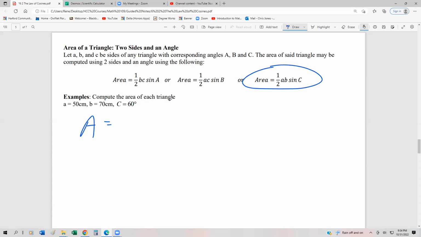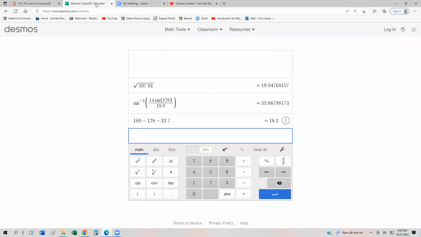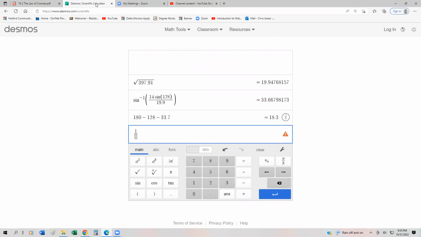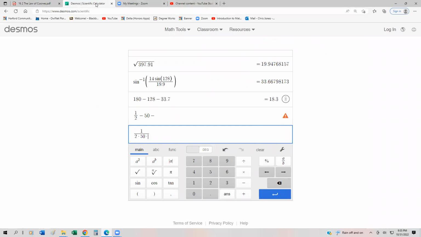So our area is going to be 1/2 of 50 times 70 times the sine of 60 degrees. If we multiply a half times 50, that's 25, and 25 times 70 is going to be like 1750 or something like that. So let's just figure it out. Half times 50 times 70, all right, so that's 1750.